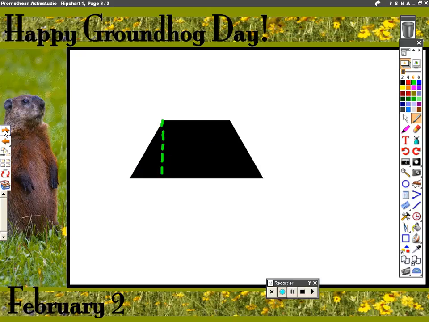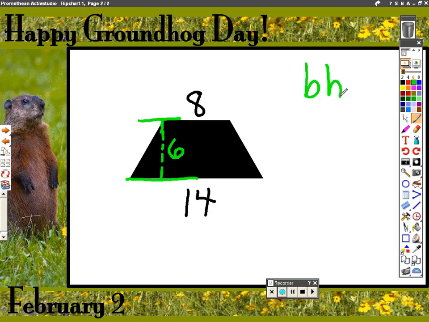Now, a trapezoid is tricky because, let me go ahead and put some numbers on here. Let's say this is 8, and we'll say this is 14, and I'm going to make the height 6, okay? Now, this is tricky because I have a T this way, and I have an upside down T this way. So I have two bases. So normally with a quadrilateral, base times height would be my formula. But I have two bases. So I need to make a compromise.